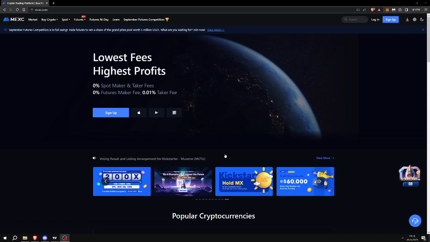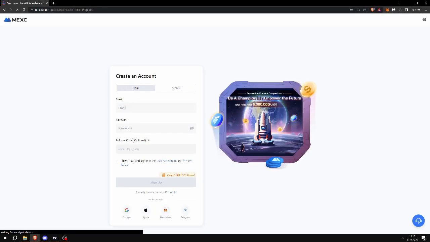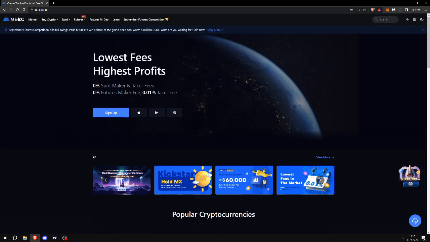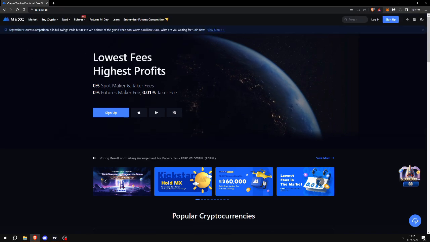Signing up is the usual. You just put in your email and your password, and then you verify it, and then you're done. And you can go back to the MEXC homepage, and we'll go from there.